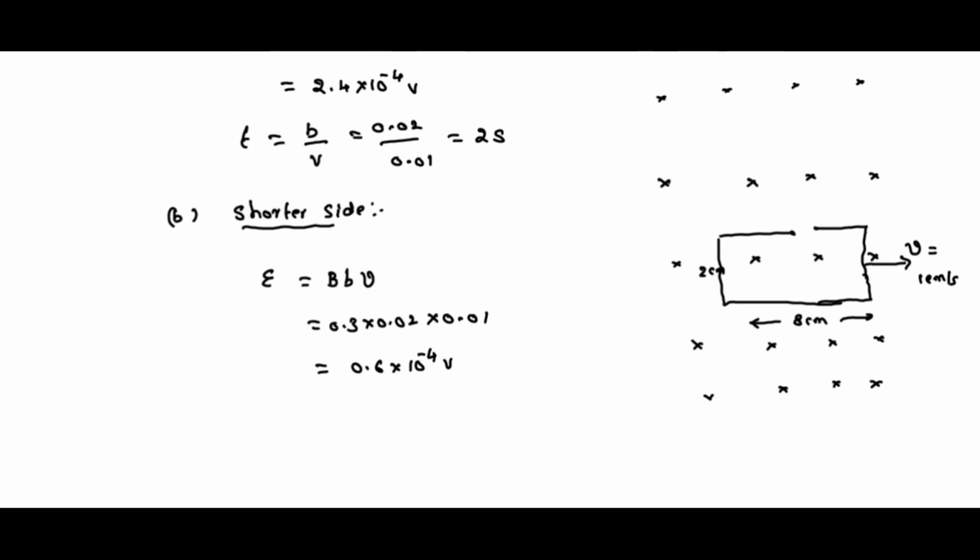Now the time for which the EMF lasts. T is equal to, how much distance does it have to travel? 8 centimeter. So L by V, 0.08 meter divided by 0.01, that is 8 seconds. So these are the solutions of 6.3 and 6.4. Thank you.